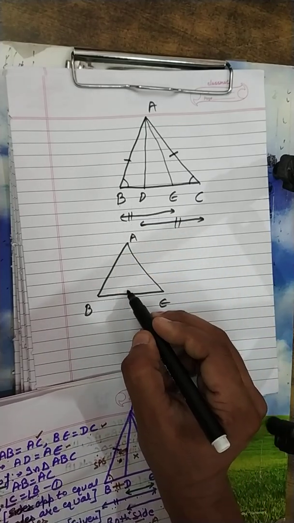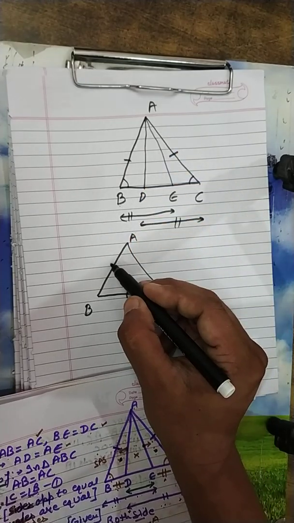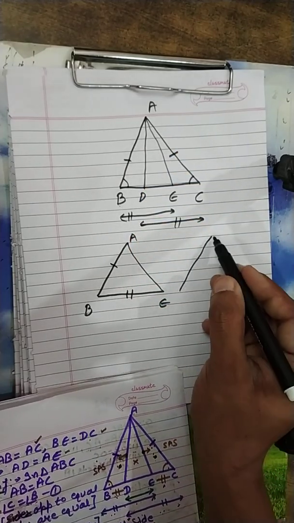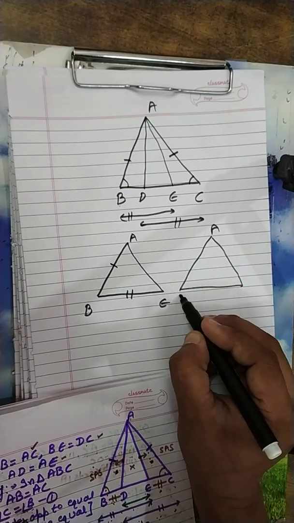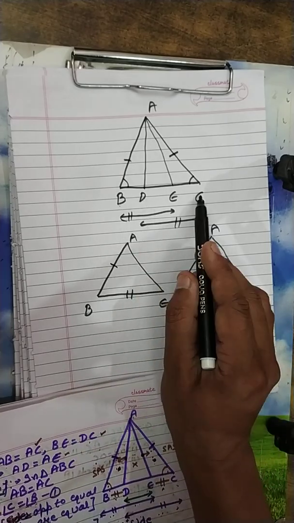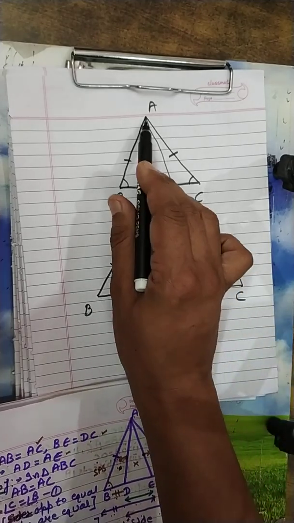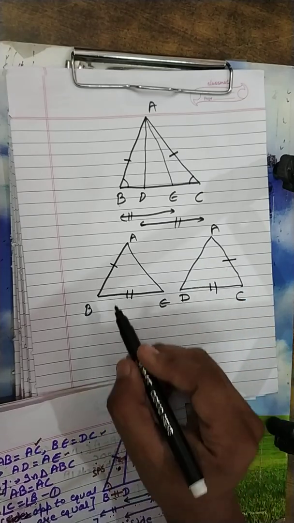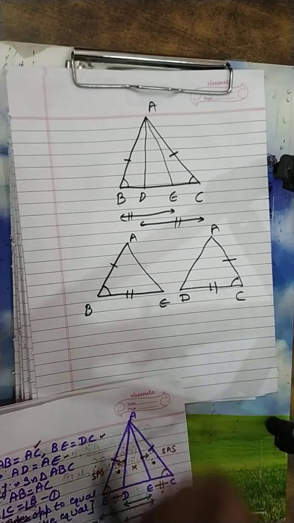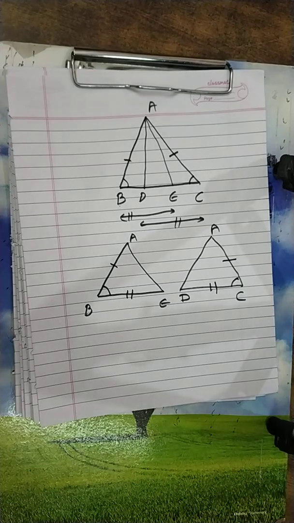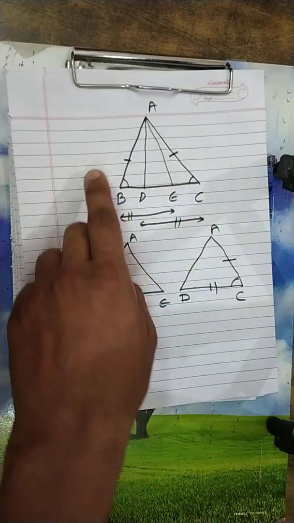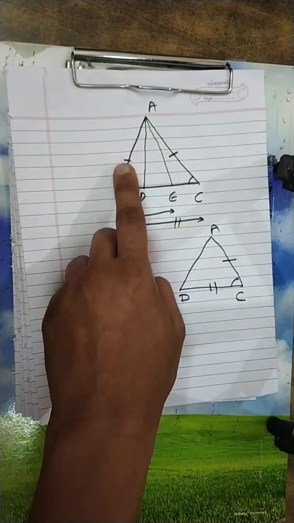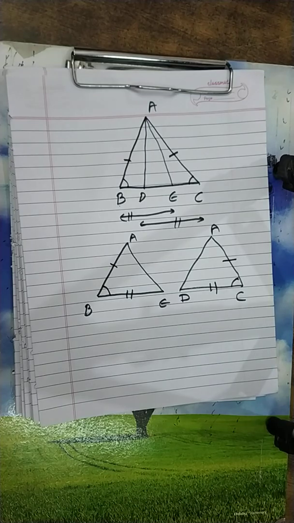BE contains a double line. AB contains a single line. DC contains a double line. AC contains a single line. Angle B and C. Now, read the question. In an isosceles triangle ABC, in which AB equals AC, and D and E are the points on BC such that BE equals DC.